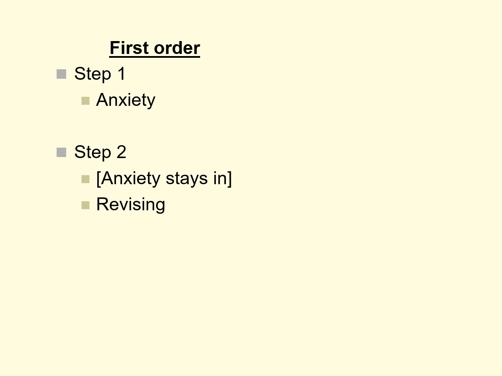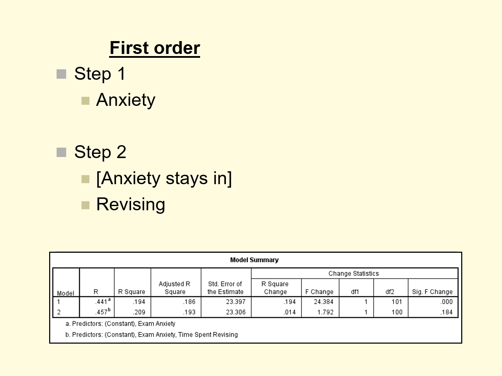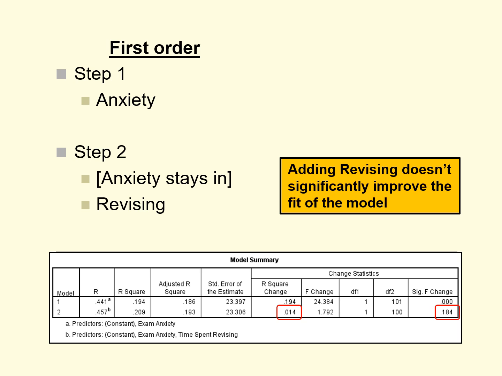To try and illustrate what I mean, here's that first order that I ran, where anxiety entered first and time spent studying, revising, entered second. If we just look at the model summary here, and this is the same model summary I showed you a couple slides back, you might make the interpretation based on these results that adding revising doesn't significantly improve the model. Most of the weight is being carried by exam anxiety. Most of the job of predicting is being done by exam anxiety. Yes, there's a really small increase in R squared, but it's not much, and it's not enough to be statistically significant.